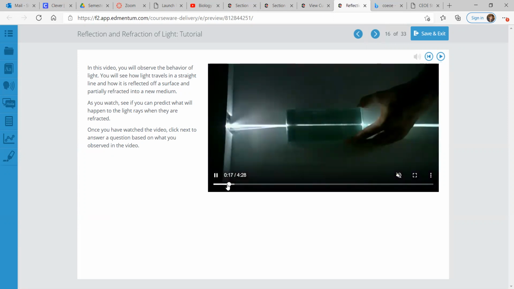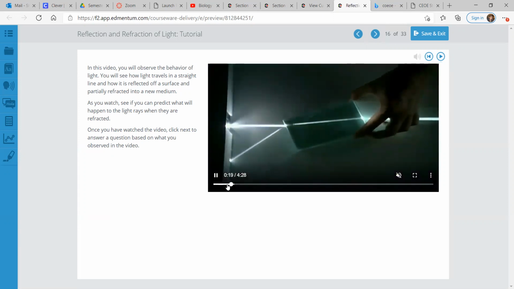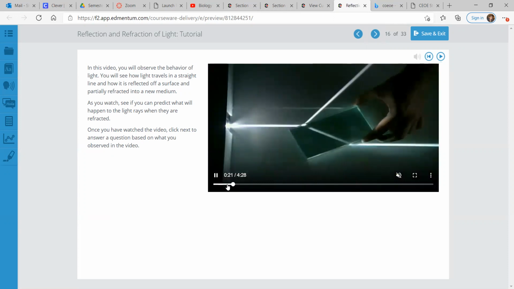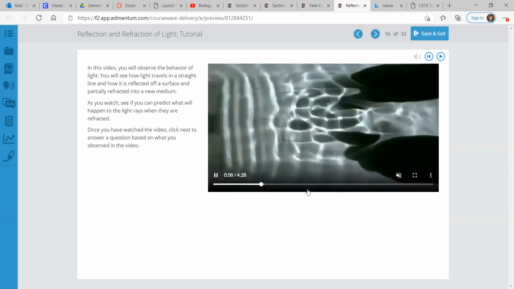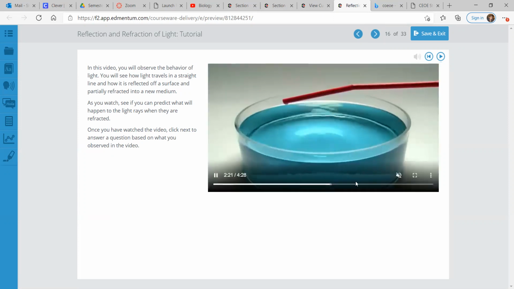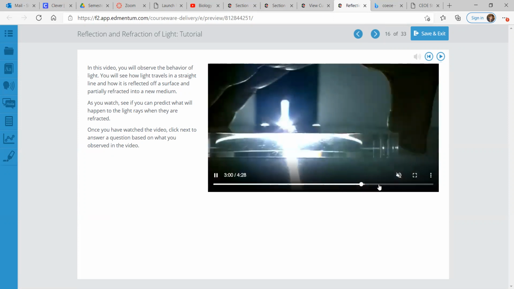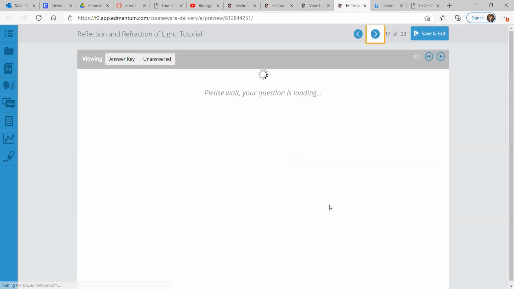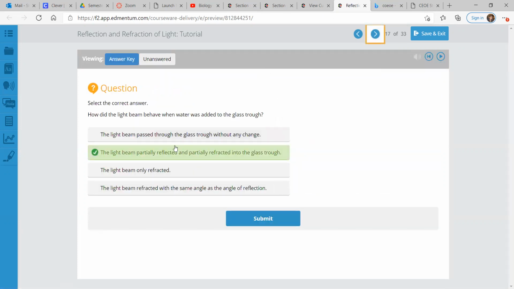So we have a light ray, and you see how some of it is reflected, and see how the light behaves so interestingly. And I can't show you everything because I might get copyright stricken again. But how did the light beam behave when water was added to the glass trough? Well, if you go back and look at it, the light beam partially reflected and partially refracted into the glass trough.